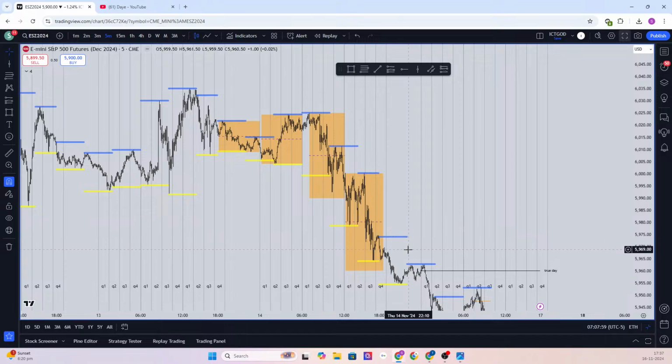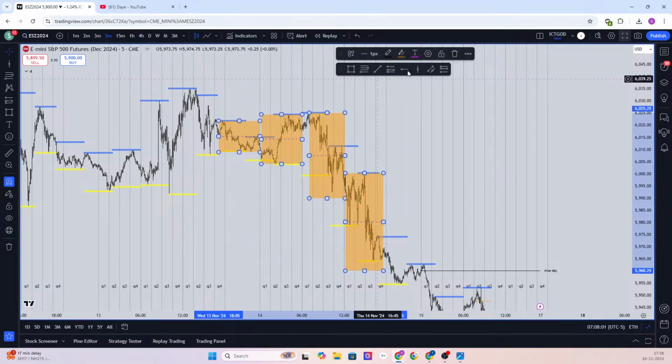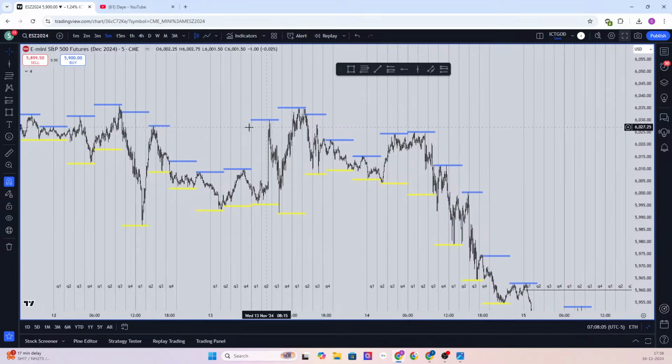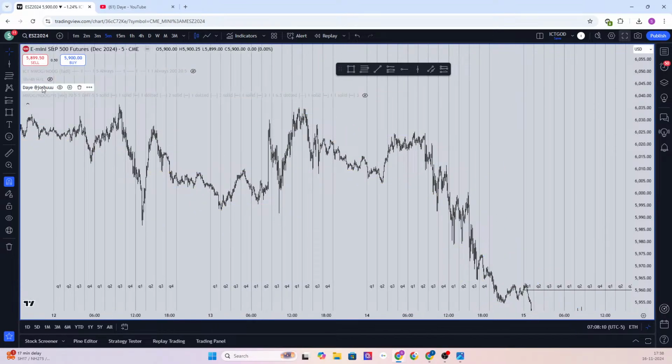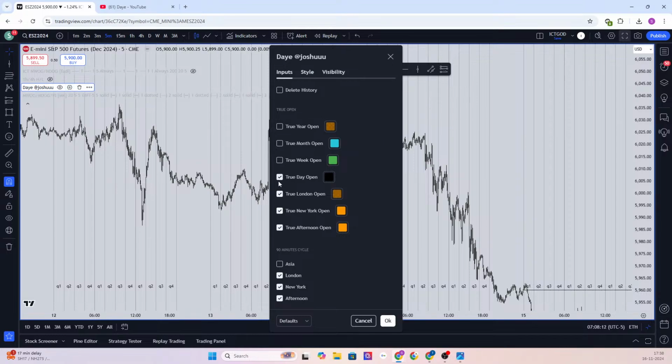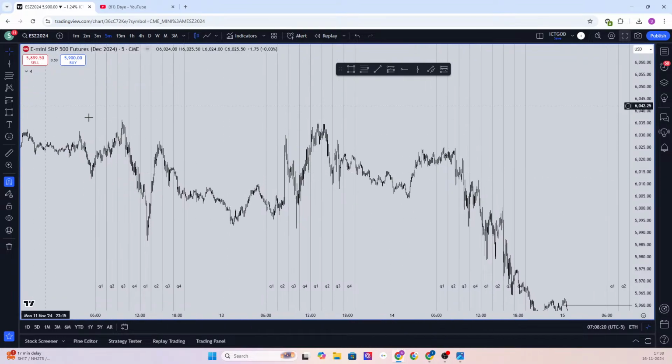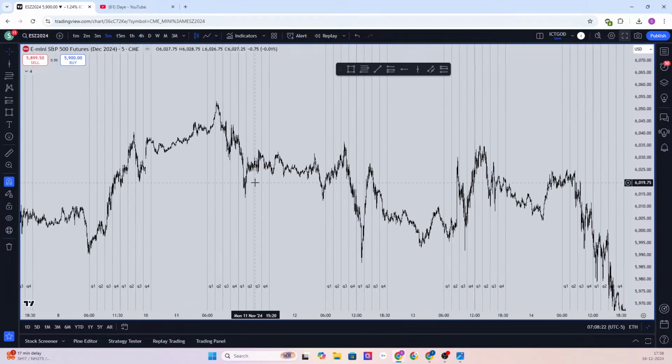So we'll turn this off temporarily. And here, I personally don't like the London session. I don't trade it, so I'll just turn it off. I want to show how I personally see the chart, so let's skip that.